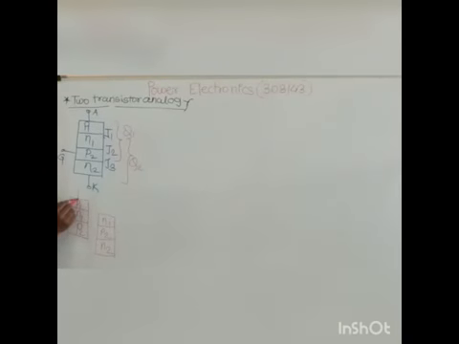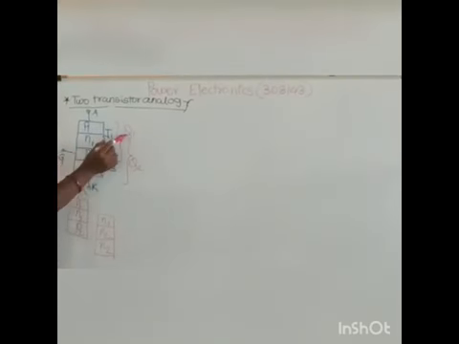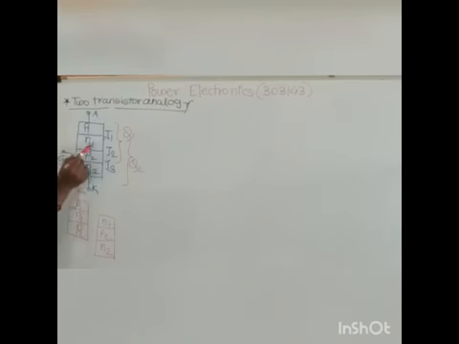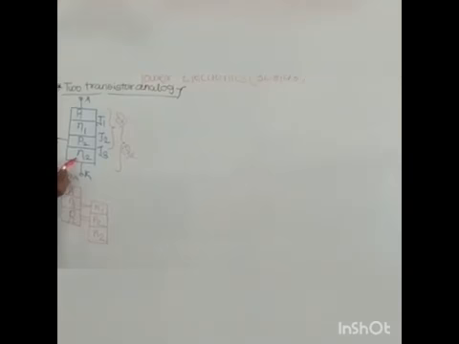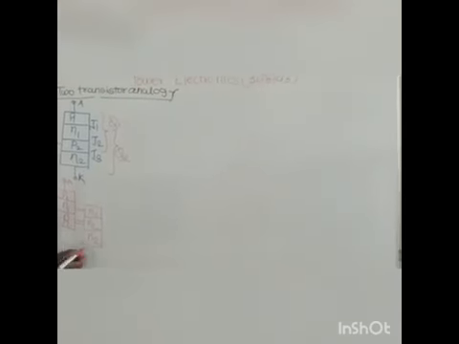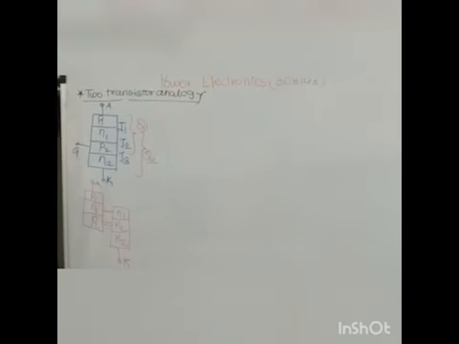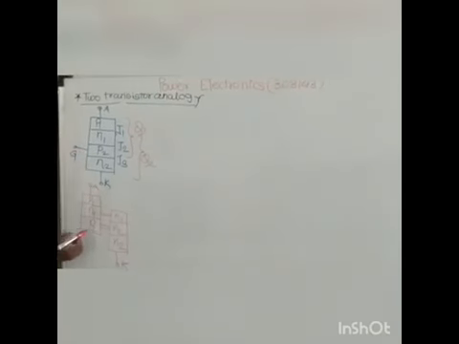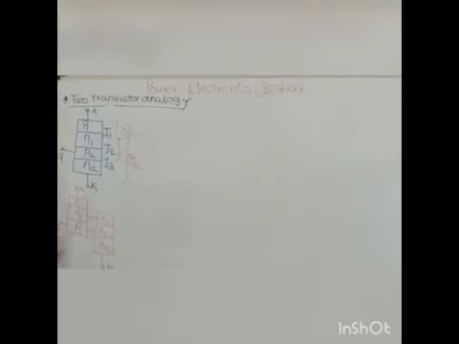Here, P1 is connected to anode terminal. After that, this N1 is common in between both the transistors. Also, P2 is common in both the transistors. I will connect this N1 and P2; these are common in both the transistors. After that, this N2 is connected to the cathode terminal, and P2 is connected to the gate terminal.